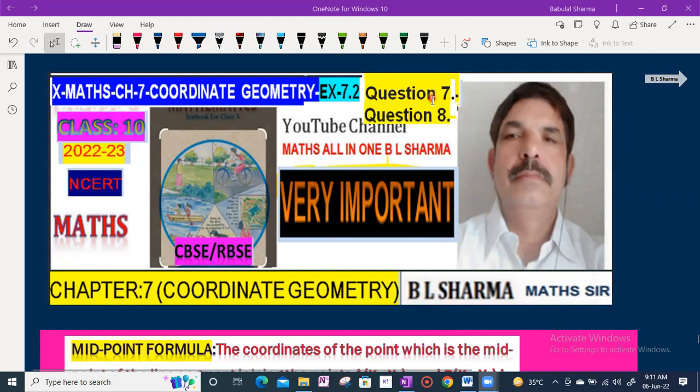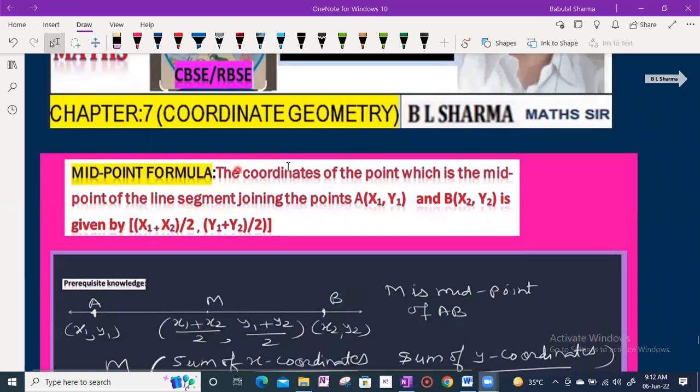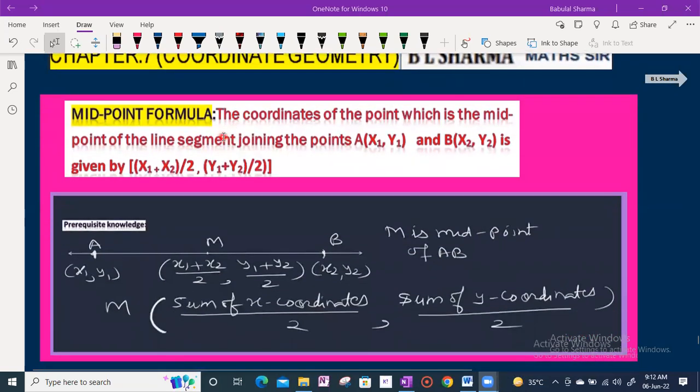Discussing question number 7 and question number 8 of exercise 7.2 of chapter 7, Coordinate Geometry, of class 10th NCERT mathematics. For question number 7 we need the midpoint formula. So we have to discuss the midpoint formula first.